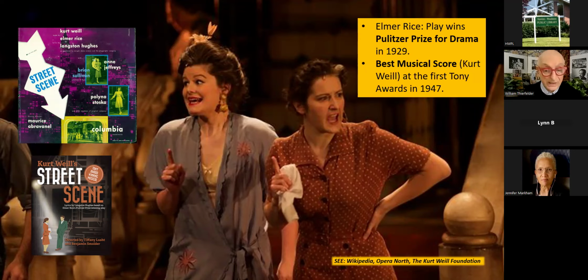Indeed, it won a Tony Award for Best Musical Score at the very first Tony Awards in 1947. So that's a little piece of trivia. The Tony Award started in 1947, and the winner was Street Scene. Now, since its first run, Street Scene has gone on to have many revivals, including several by major opera companies around the world.